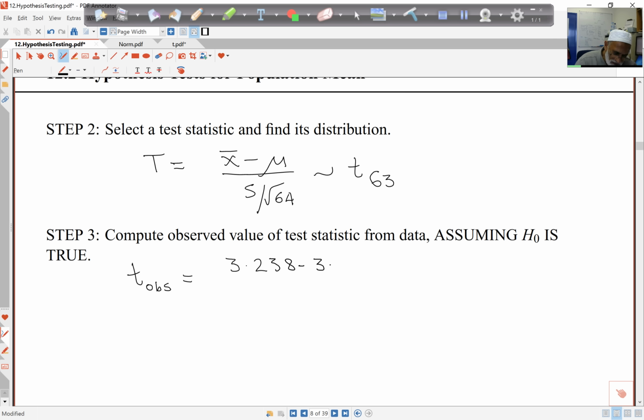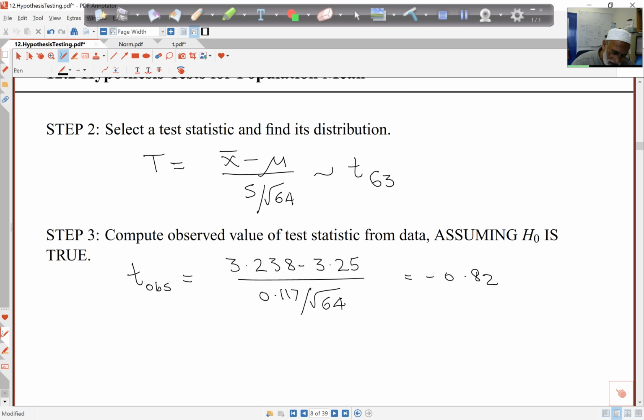My mean, x-bar, equals 3.25. My sample standard deviation is 0.117, and it's all over root of 64. So if I compute all that, what I'll get is my test statistic value comes to negative 0.82.